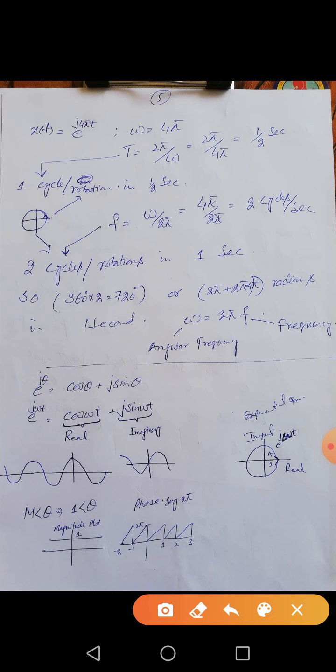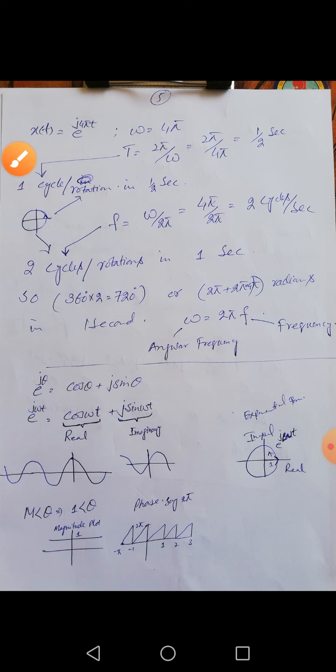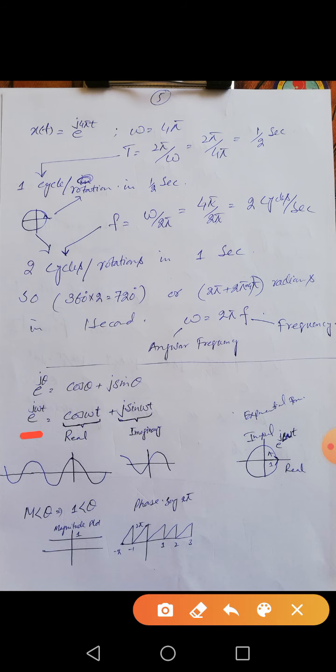Again, see over here, e^(jθ), this is the exponential form of the complex number. According to Euler's formula, this is equal to cos θ + j sin θ. This is the real part, this is the imaginary part. If we consider the complex signal e^(jωt), it will be equal to cos ωt + j sin ωt. This is the real part, this is the imaginary part.